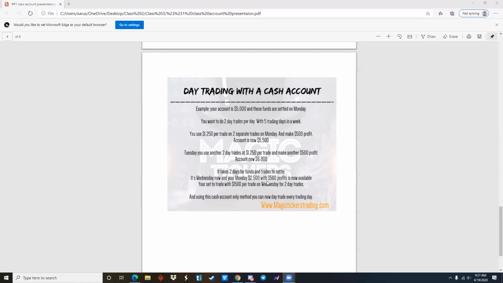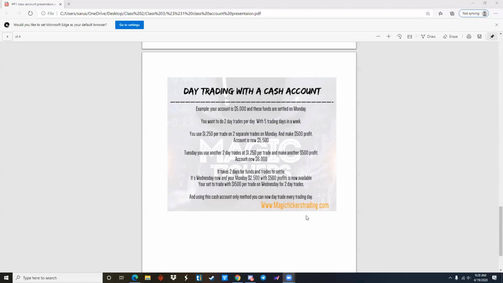You set to trade with $1,500 per trade on Wednesday for 2 day trades. Now you've added that extra money. Monday's money is now Wednesday's money, and you can day trade again, except you can increase it to $1,500 per trade since you made profit on the 2 trades on Monday. And using this cash account method, you can day trade every trading day this way if you budget. And like I said, this is with normal stocks.